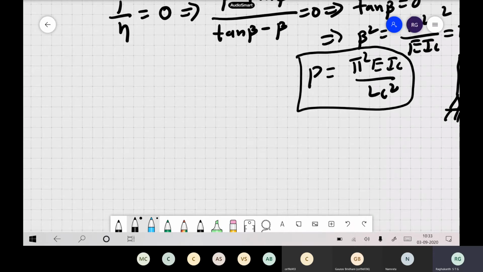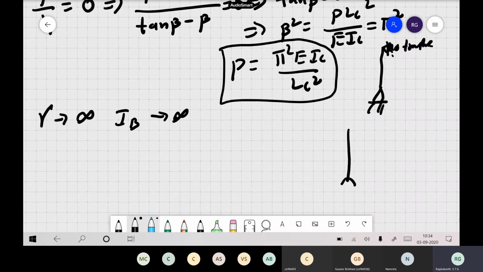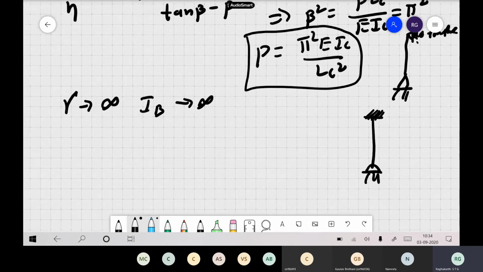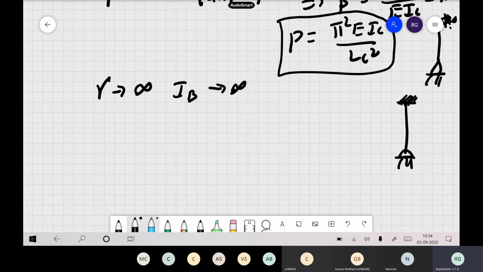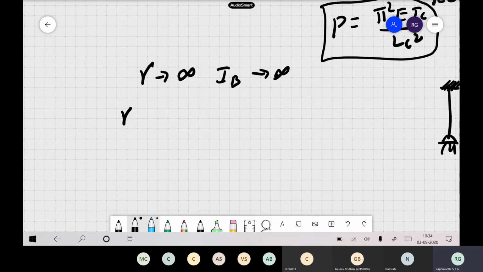Now when gamma tends to infinity also, you can verify yourself. When gamma tends to infinity, that means your IB tends to infinity, that means the beam is infinite. So now you can find out for this case also. Your bottom end is simply supported, whereas the top end is basically fixed, with no sway and no rotation. Because IB tends to infinity, you can calculate in these expressions, because of the transcendental equation, when gamma is infinity, your eta is 0.